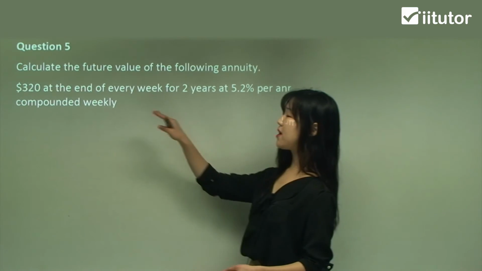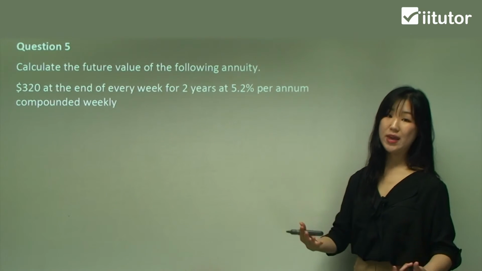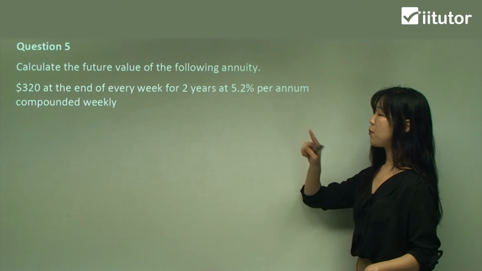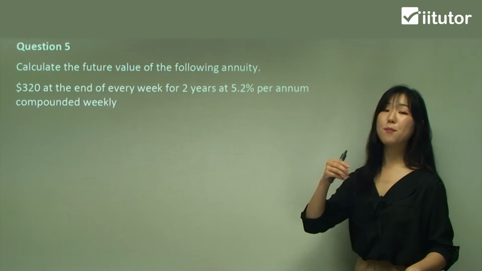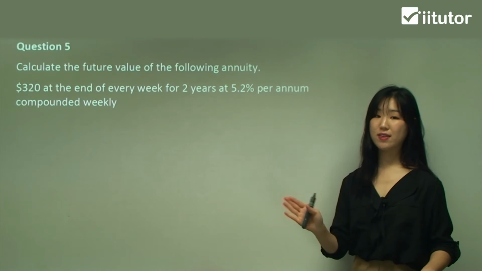Question 5. Okay, this time $320 deposited at the end of every week. So it's a weekly deposit. For 2 years, 5.2% per annum, and it's compounded weekly. So every week. We have to convert everything to weeks now.